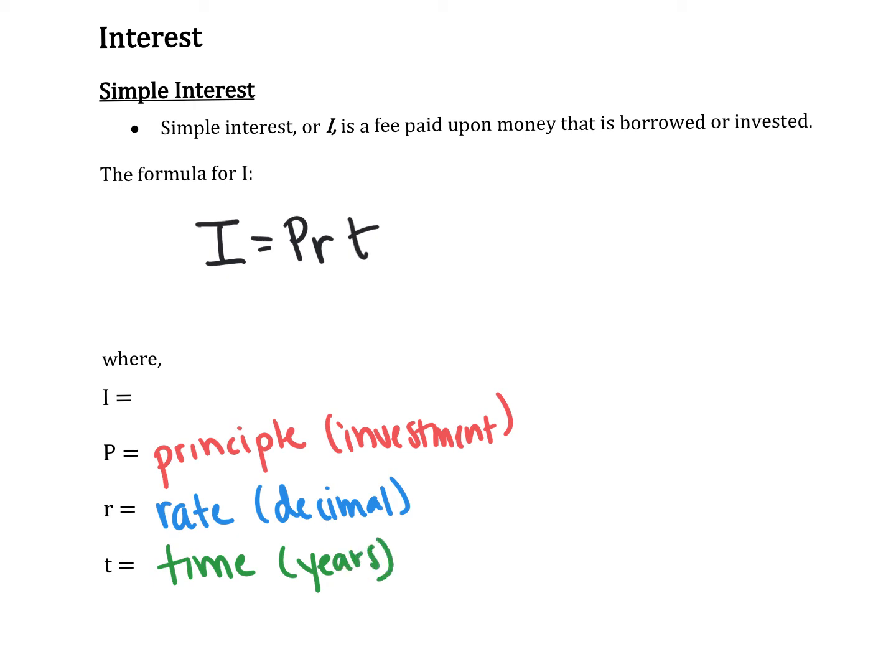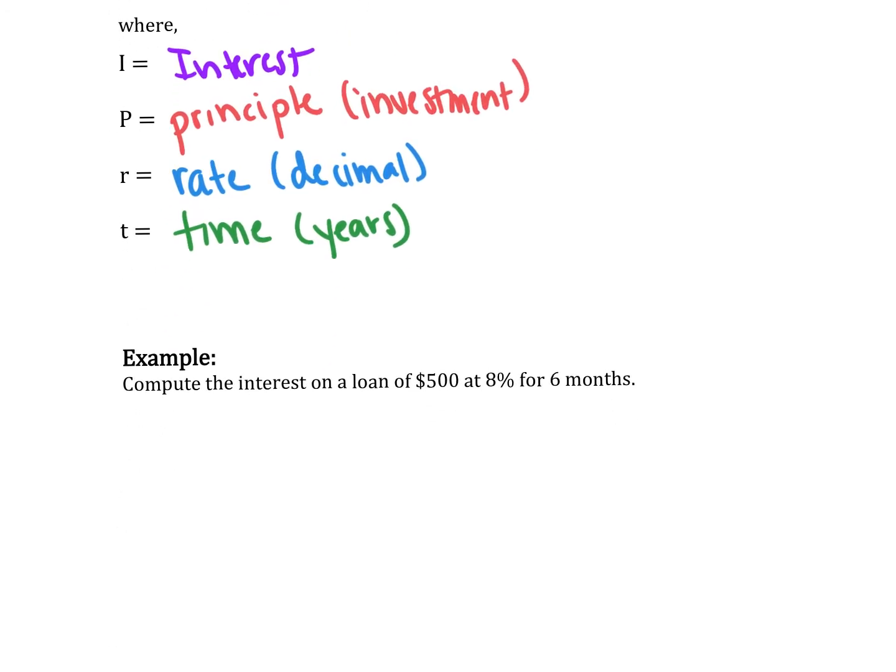So in this formula then, remember interest is just some fee. It's a fee. And so to calculate simple interest, here's an example. We're going to compute the interest on a loan of $500 at 8% for 6 months. So the first thing we always want to do is identify the actual variables within the problem. And we see that our principal, you're going to loan out $500. So that is the principal P. That's the amount being borrowed.